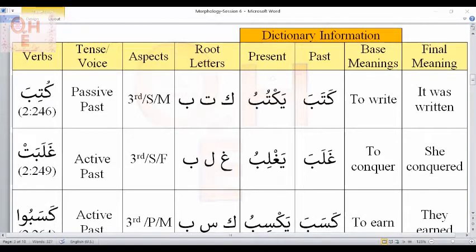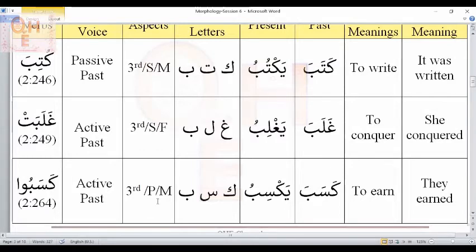Now let's look into the next word. The next word was kasabu. The moment you see this suffix, you recognize this is past tense, and you don't see any prefix either. So this is active because it's not kusi. So this is active past tense. And obviously the aspect is third person plural male, like for example, nasara, nasara, nasaru. If you exclude the suffix, the root letters are kaf, sin, ba.